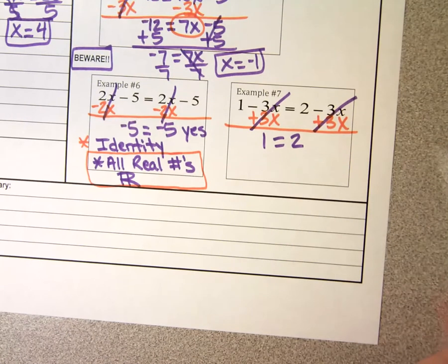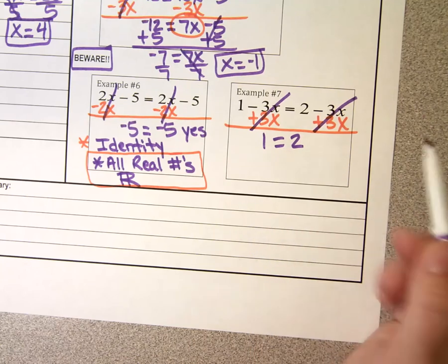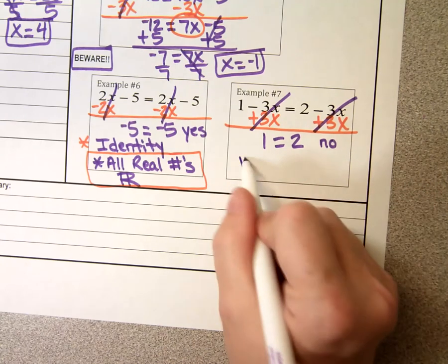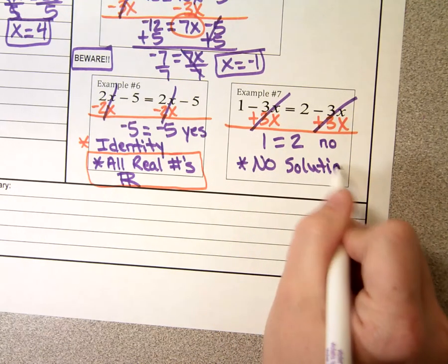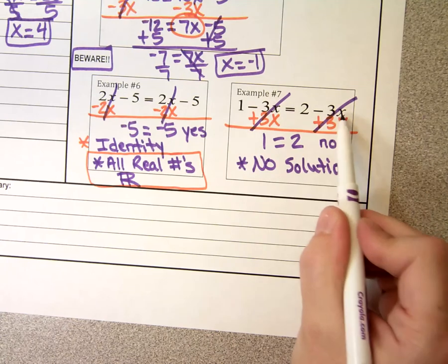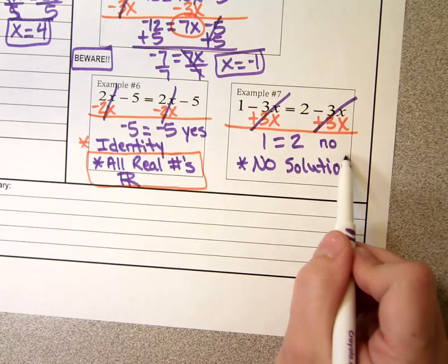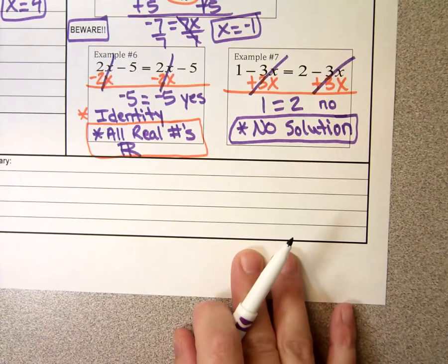Uh-oh, variables, they're gone again. Do I have a true statement or a false statement? Does 1 equal 2? No. That is a false statement. When you get a false statement, that means there is no solution to this problem whatsoever. There is nothing you could put in either of these x's that would make the left side equal the right side. It's impossible. So there is no solution to this problem. And that's all.